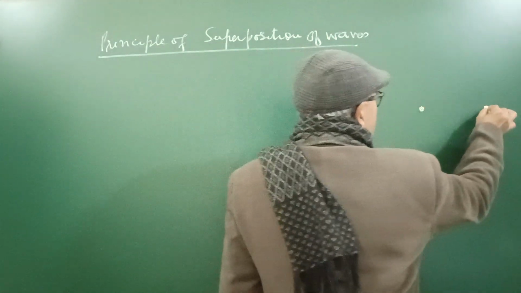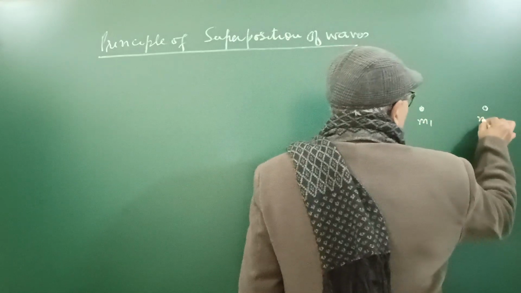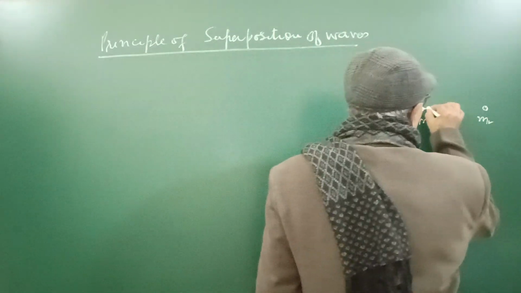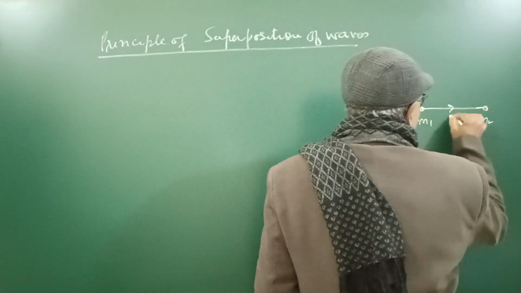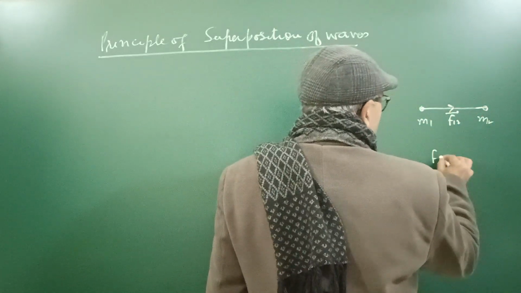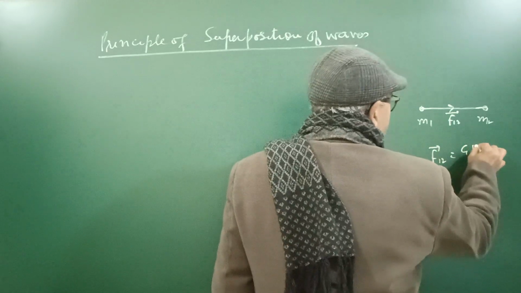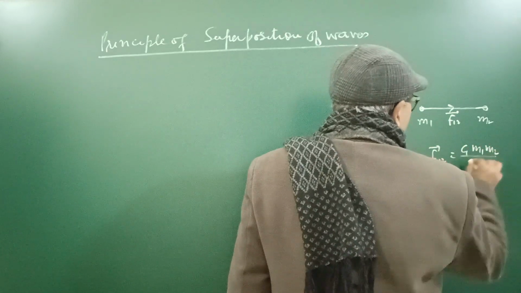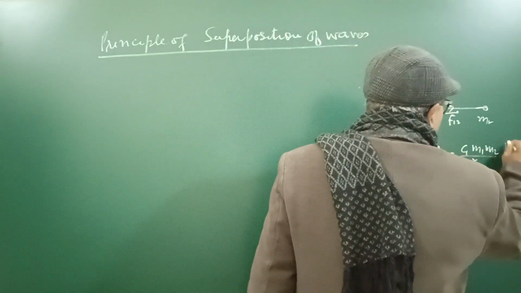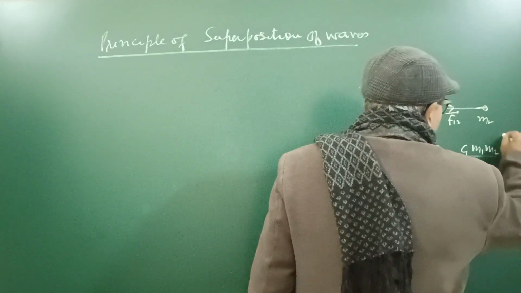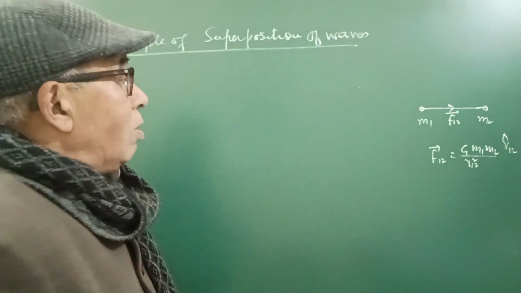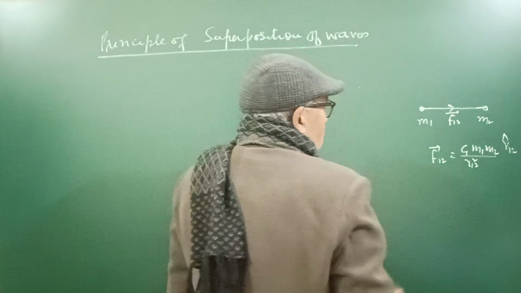Suppose these are two masses, M1 and M2. You have learnt Newton's law of gravitation. So force on mass M1 due to M2 will be in this direction, which I write F12, and this F12 equal to G M1 M2 upon R12 square into R12 unit vector. Means direction it is unit vector. R12 unit vector pointing from M1 to 2. So this force is there.